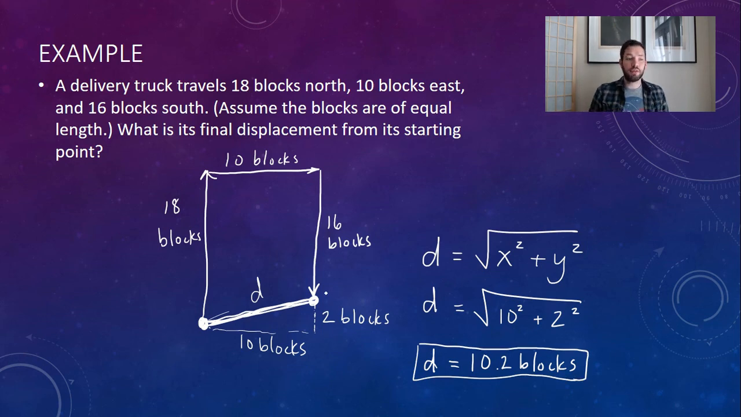So that's how we do this. We break it up into the x motion and the y motion separately. We can add up all the x's, add up all the y's, do the Pythagorean theorem, and end up with the final answer. So that's how we work with vectors.